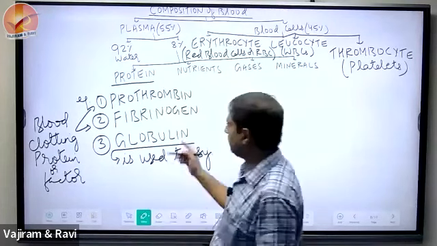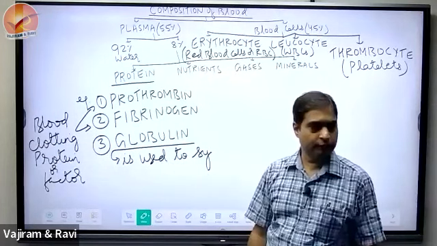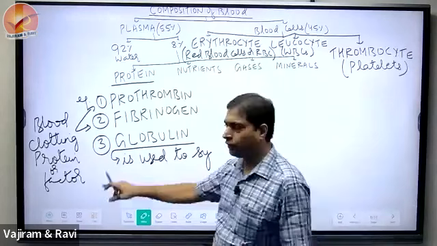So the prothrombin, fibrinogen as a part of plasma protein, they come under what? Blood clotting protein or factor.